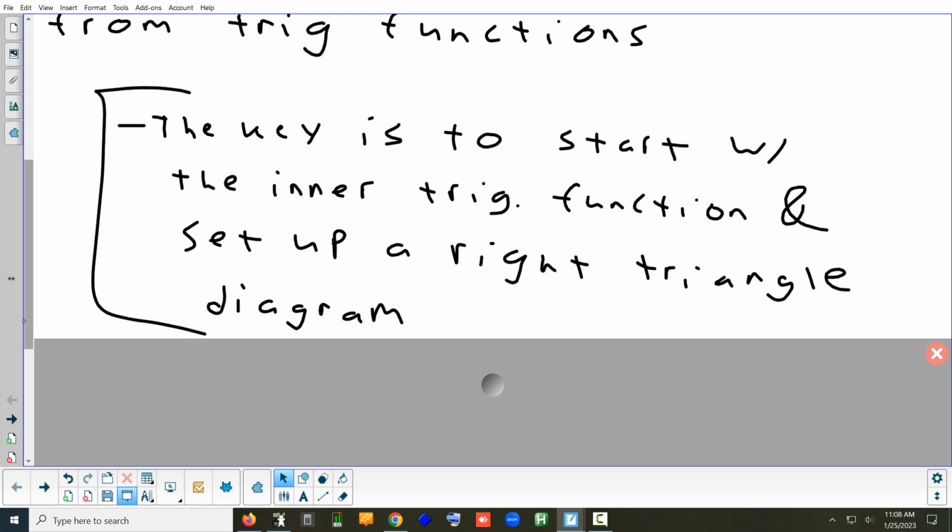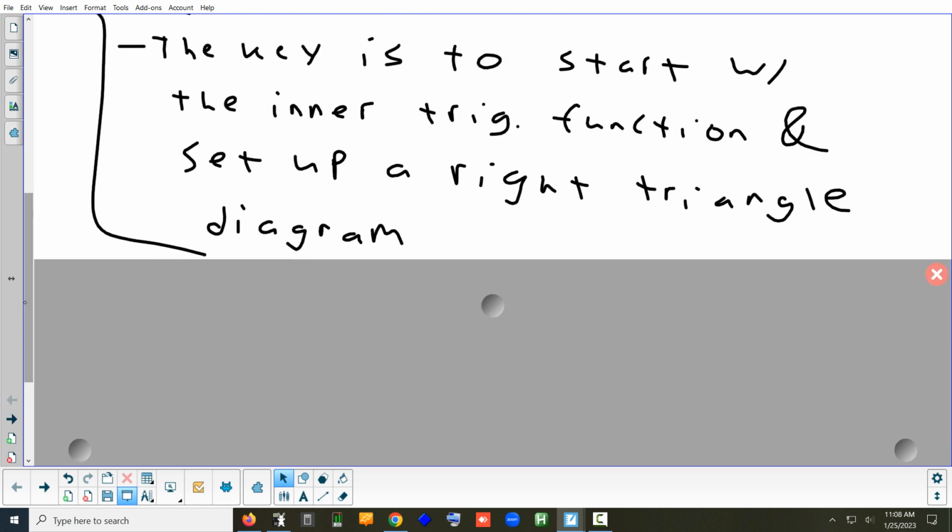So we're going to start with the inner trig function, and we're going to set up a right triangle diagram. Now, you're going to know 2 out of 3 of the sides because they're going to give you a trig function. You're going to have a fraction that has a numerator and denominator. If it's sine, that's opposite over hypotenuse. Cosine is adjacent over hypotenuse. Tangent is opposite over adjacent. Once you know those 2 sides, you can find the third side using Pythagorean theorem. The third side is the one you're going to need.